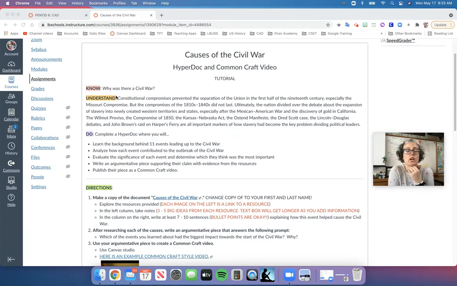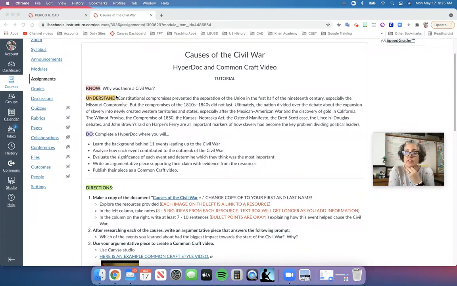Okay, these battles. I want you to understand that there were some constitutional compromises that prevented a separation of the Union in the first half of the 19th century, especially in the Missouri Compromise. But the compromises of the 1810s and 1840s didn't last. Okay, ultimately, the nation divided over the debate about the expansion of slavery into newly created Western territories and states, especially after the Mexican-American War and the discovery of gold in California.